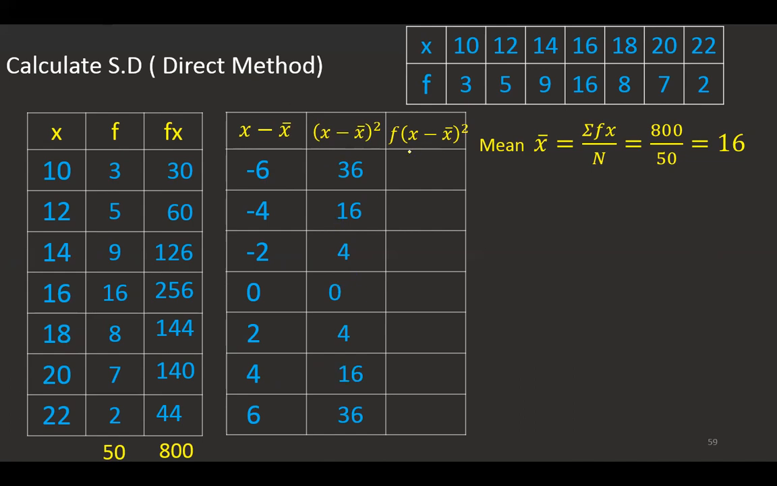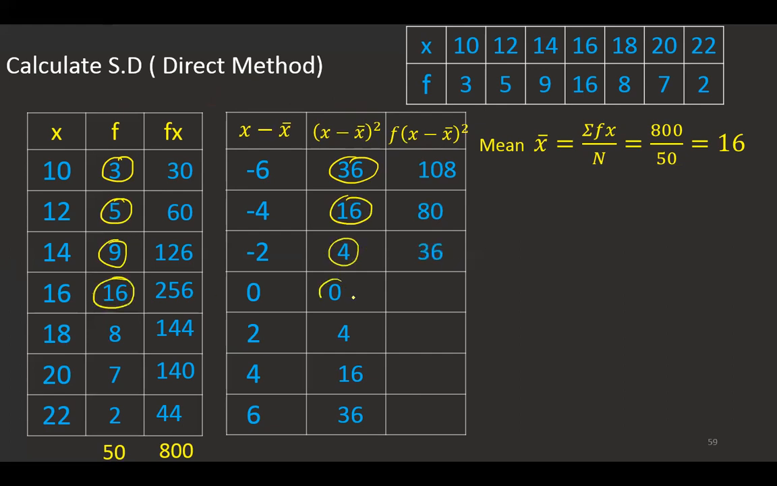Now, here f into x minus x bar the whole square is given. So I'm going to mark the column of f here, and mark the column of x minus x bar the whole square. I'm going to multiply these two. Now these two columns I'm multiplying, and I'm going to write it in this column. So I'm multiplying f with this 36, right? So how to do this? 3 is multiplied with 36, which will give you 108. Now 5 is multiplied with 16, which will give you 80. 9 is multiplied with 4, which will give you 36.